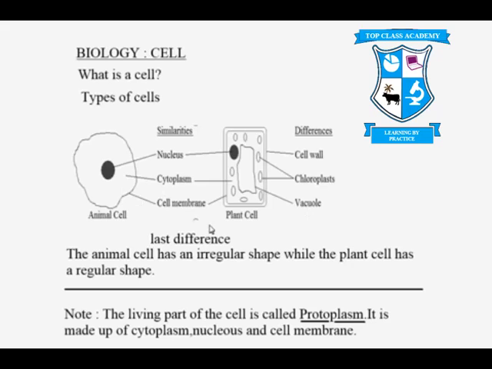The parts which are found in both the plant and the animal cell are here. These are what we call the similarities. The last difference between the plant and the animal cell is that the animal cell has an irregular shape while the plant cell has a regular shape. Note, the living part of the cell is called protoplasm. This protoplasm is made up of cytoplasm, nucleus, and the cell membrane.